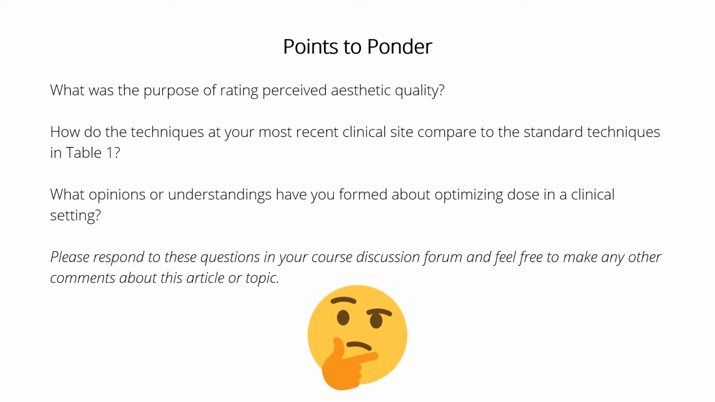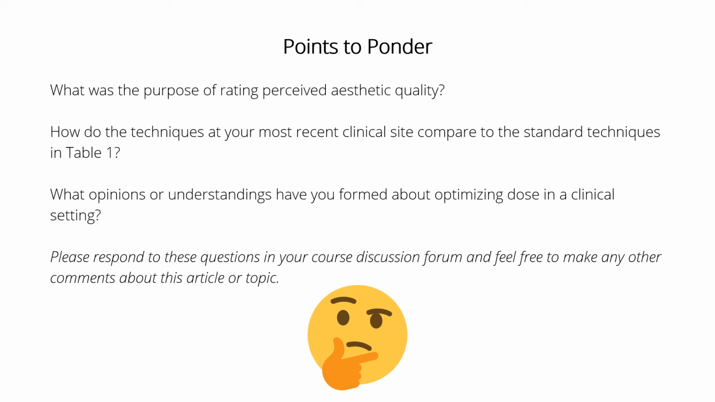So I've put some points to ponder for you here, just to make this seminar experience a little bit more interactive. And I have some questions for you that I encourage you to chat with each other, perhaps in your course discussion or in an online group setting. And the first question is, what was the purpose of rating perceived aesthetic quality? Why did the researchers want to include this?